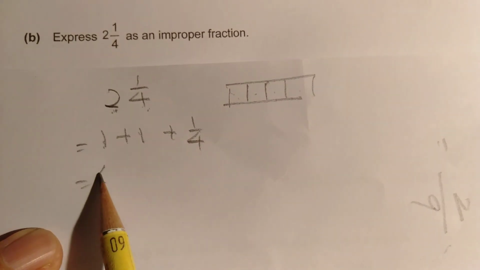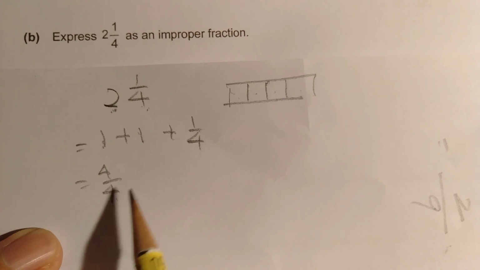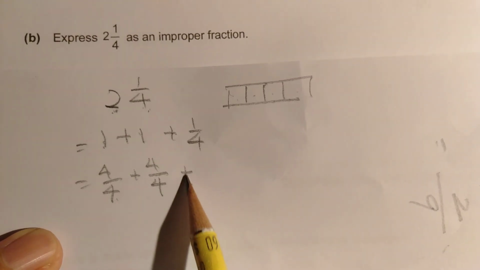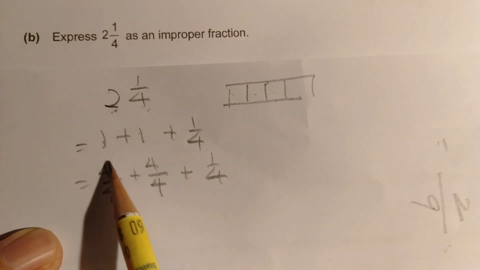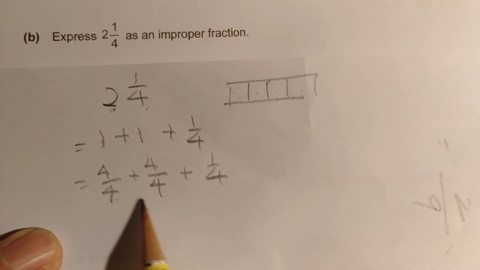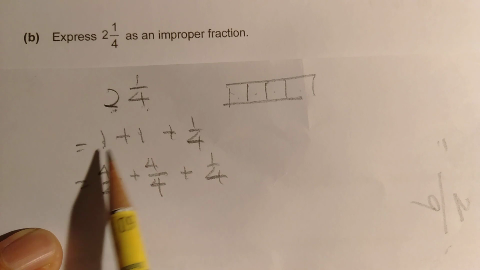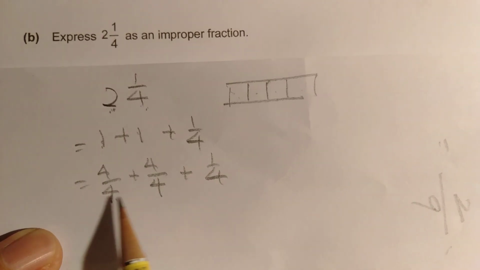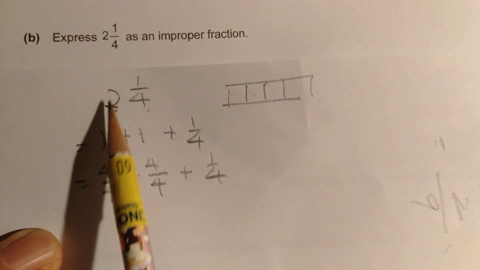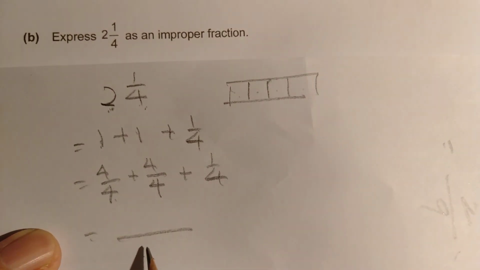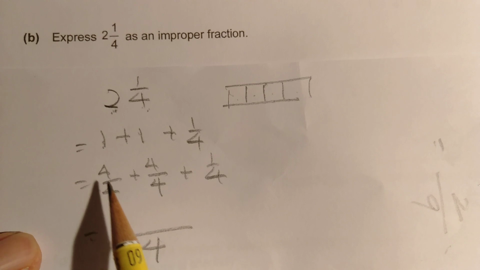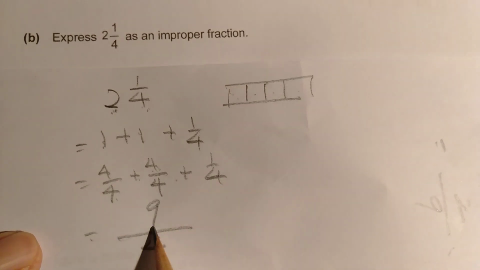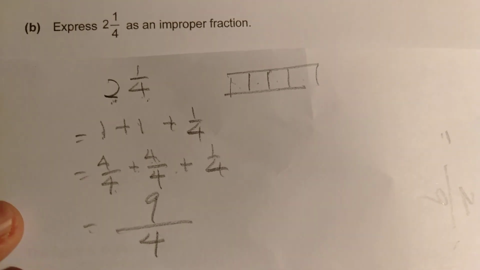So 1 whole would mean 4 fourths, right? 4 out of 4, then plus this. Let's double check. This is 1 whole, this is 1 whole, 2 whole is here. So far what I've done is to change them all into fraction, no change to the denominator. 4 plus 4 is 8, 8 plus 1 is 9. So this is one way of getting the answer.